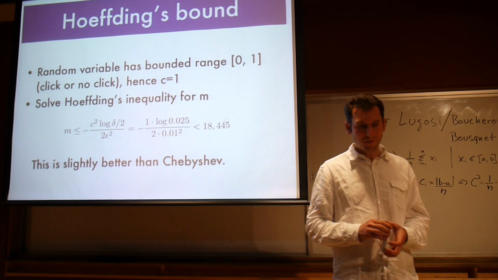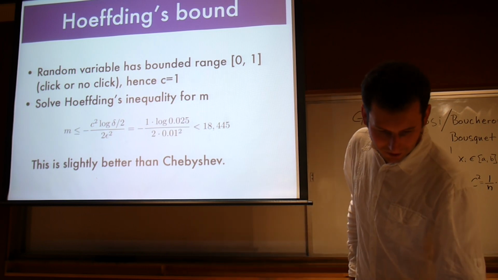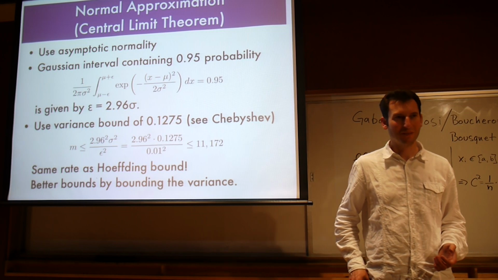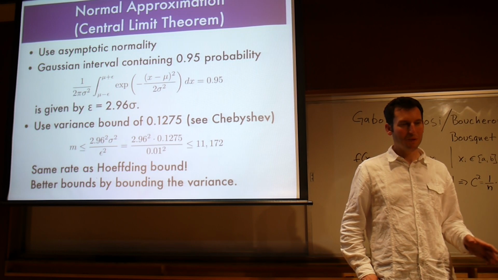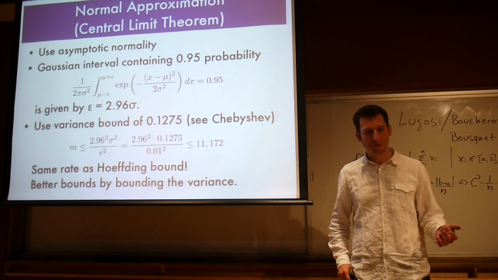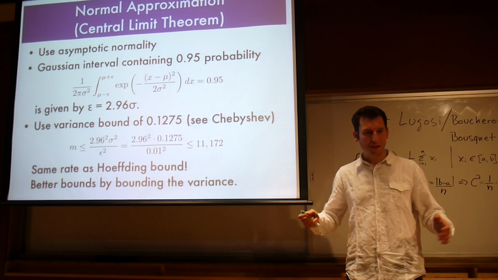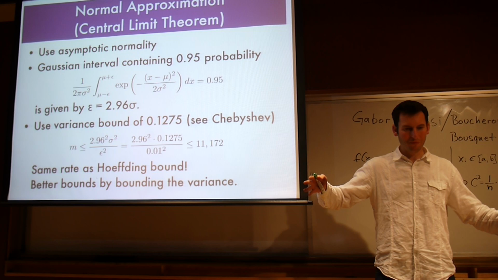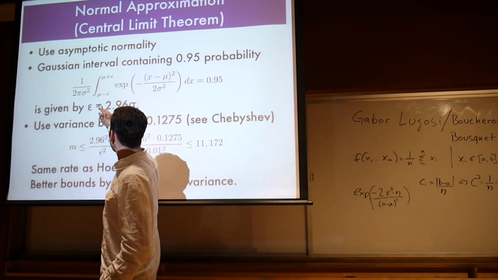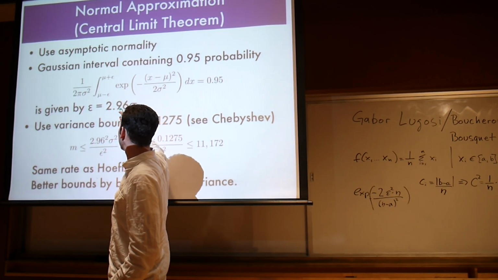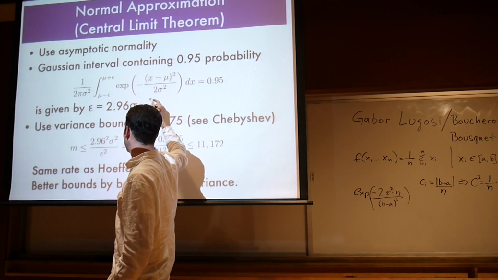Now, what can we do even better than that? Well, I could basically throw all the caution to the wind and make a normal approximation. Now, this is an approximation, it's not a bound anymore. But it may be good enough. So I'm using the fact that I'll have asymptotic normality, and then I look at the Gaussian interval containing 0.95 probability, right? And in order to get this, I can work out that epsilon is given by 2.96 times sigma. So you can actually read it off the table.